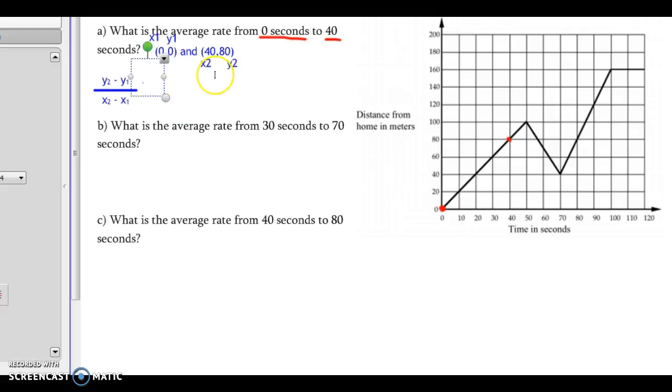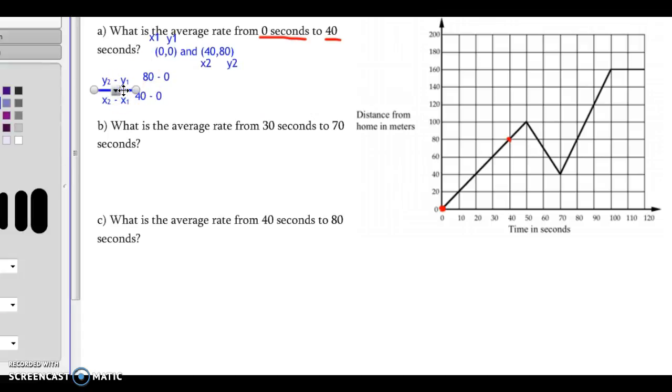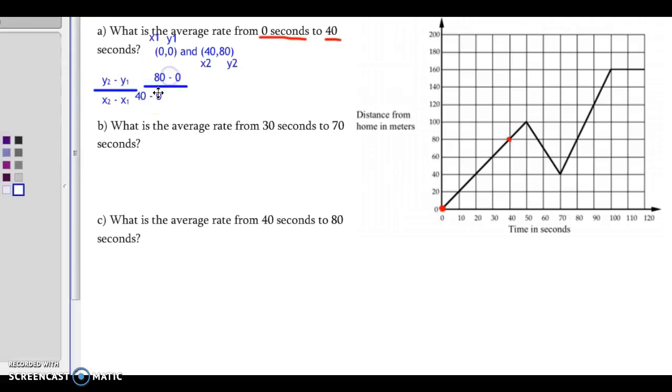y2 minus y1, that's going to be 80 minus the y1 value, which is 0, divided by the x2 value, which is 40, minus the x1 value, which is 0. 80 minus 0 divided by 40 minus 0. Doesn't seem like too difficult a calculation, but I'll see it through to the bitter end here. 80 minus 0 is just 80. 40 minus 0 is just 40. So our answer should be 80 divided by 40, which is equal to 2.